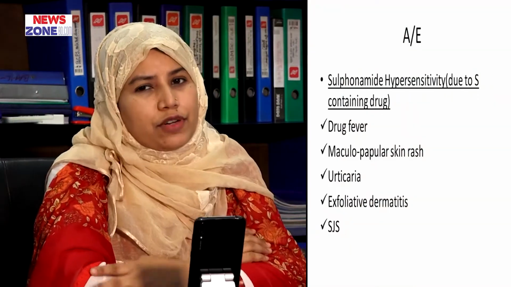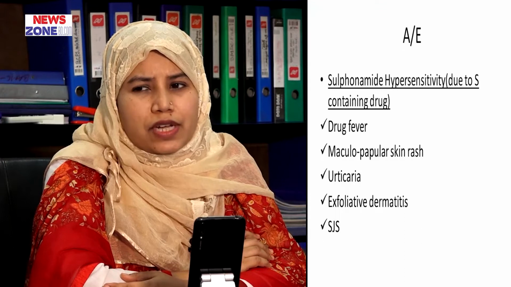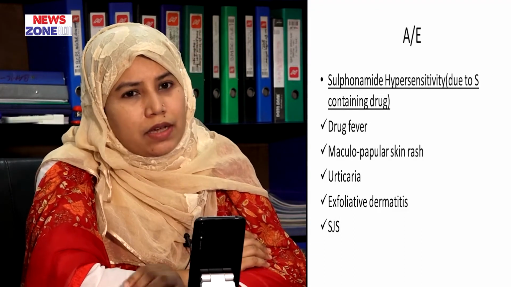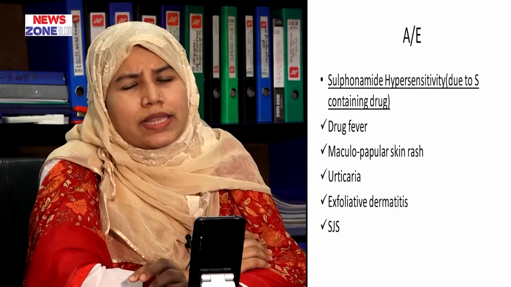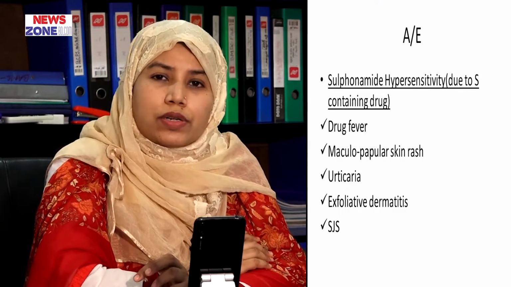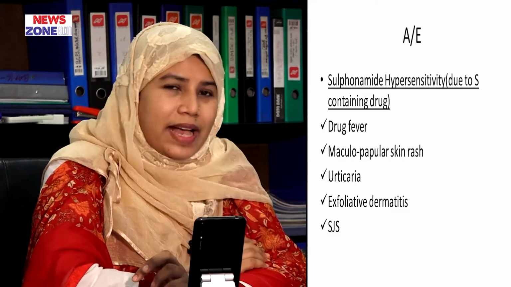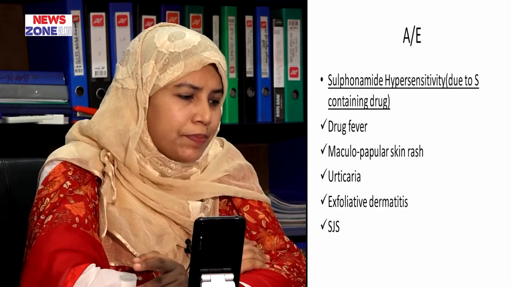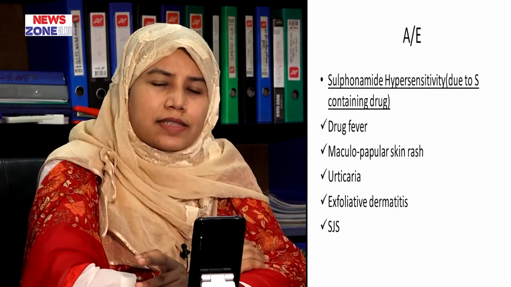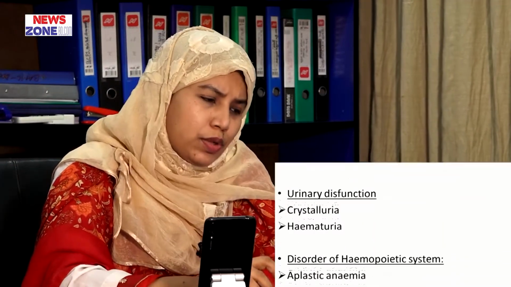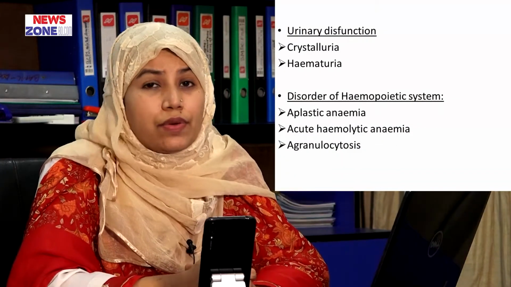patient. Now the adverse effects of sulfonamide. You know that sulfonamide group of drugs are not used so much nowadays because they have very toxic effects. Why do these toxic effects occur? Because they are sulfur containing drugs. Sulfur containing drugs cause irritation, like drug fever, maculopapular rash, Stevens-Johnson syndrome, exfoliative dermatitis and urticaria also. Number 2, it also causes severe urinary dysfunction.